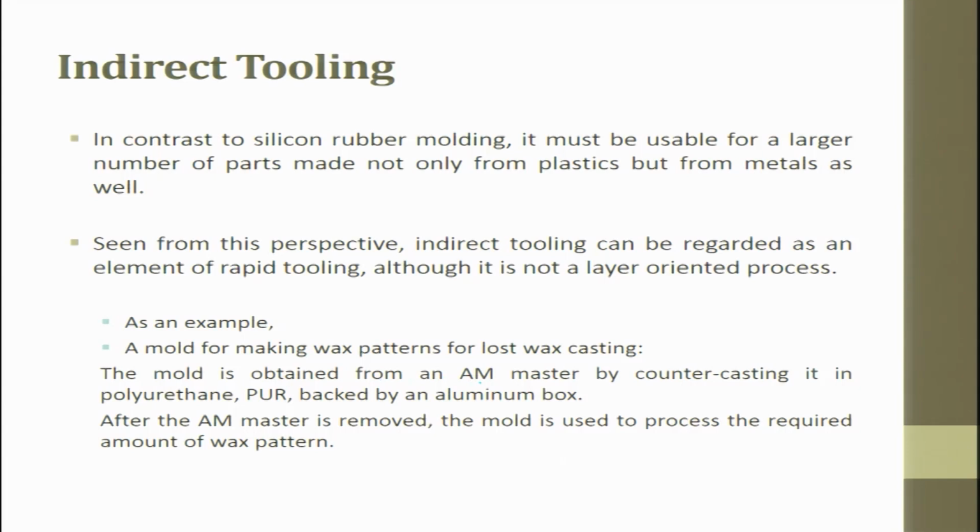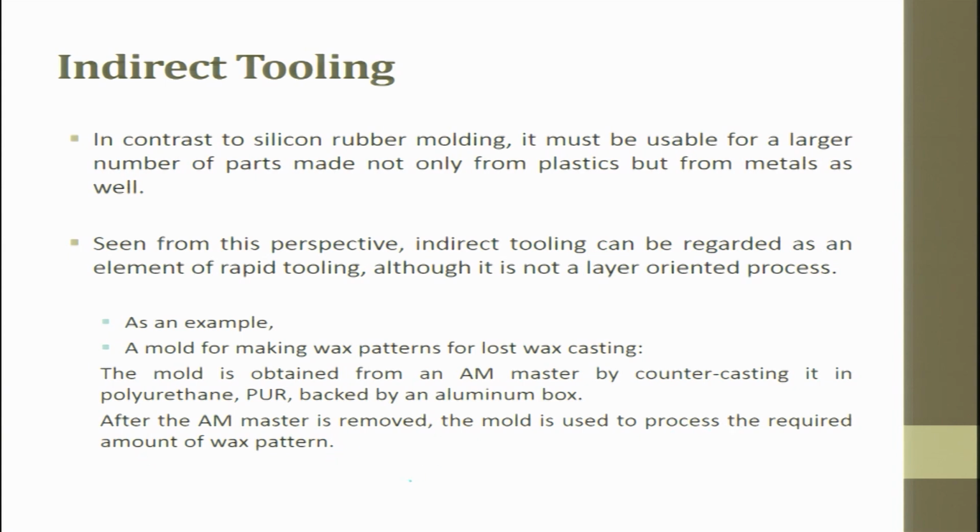The mold is obtained from an additive manufacturing master by counter casting it in a polyurethane, PUR, and then it is backed by an aluminium box. After the AM part is removed, the mold is used to process the required amount of wax patterns.